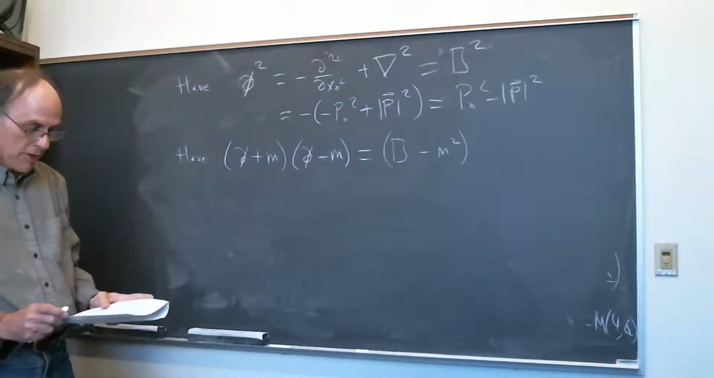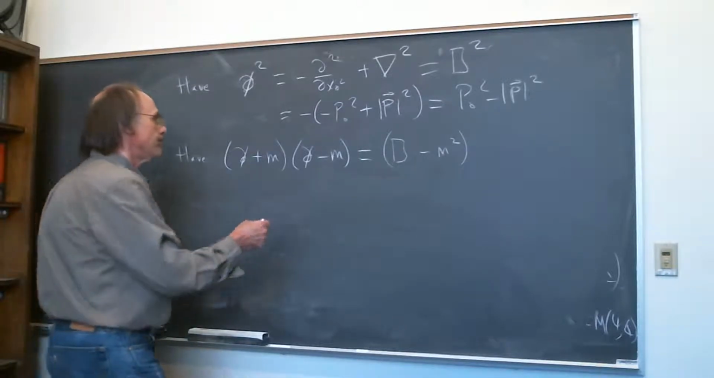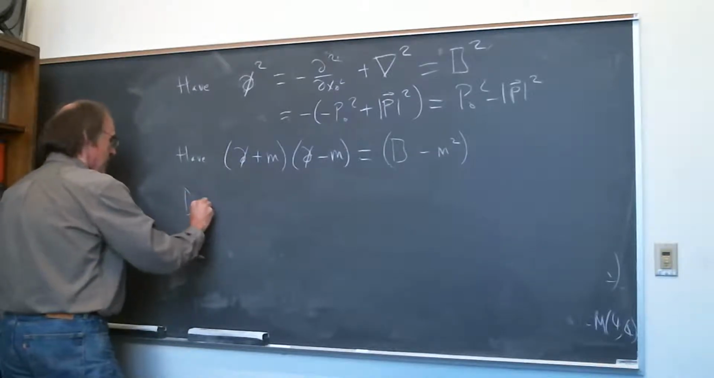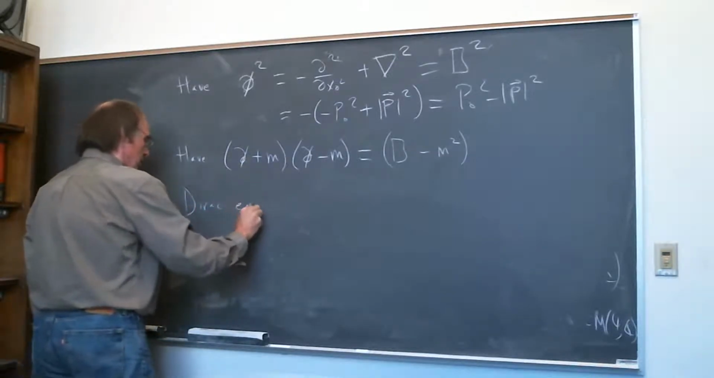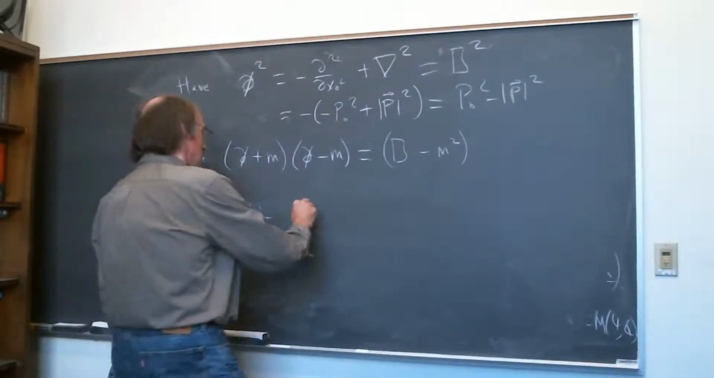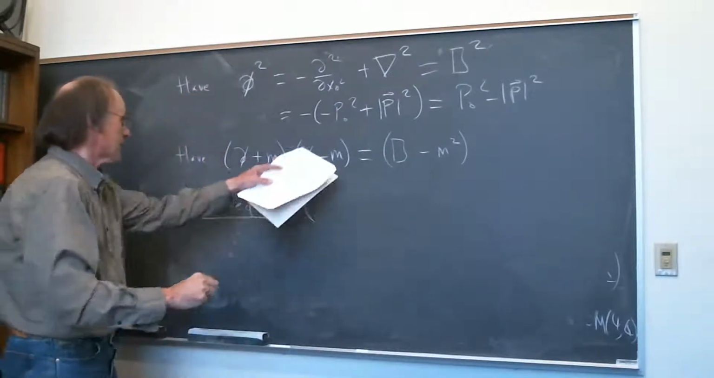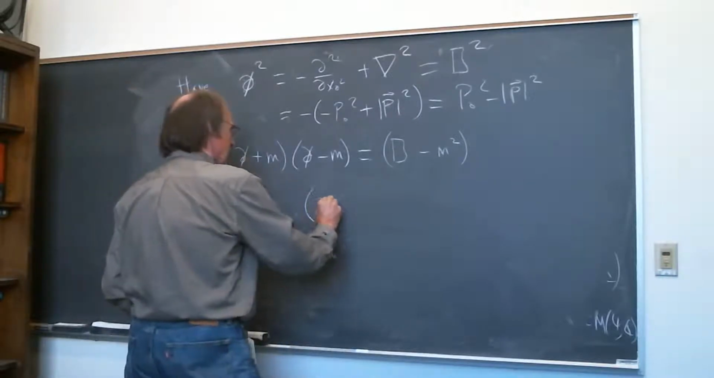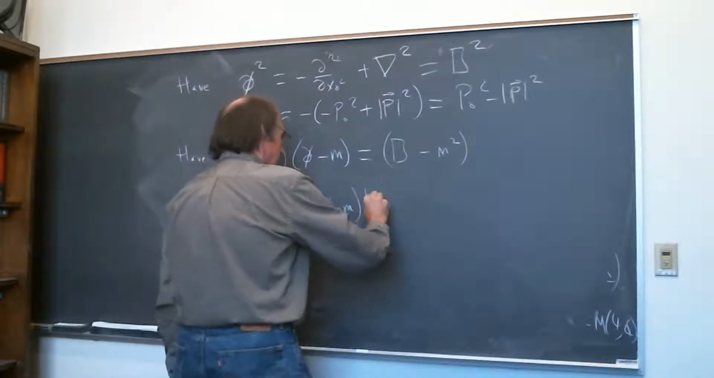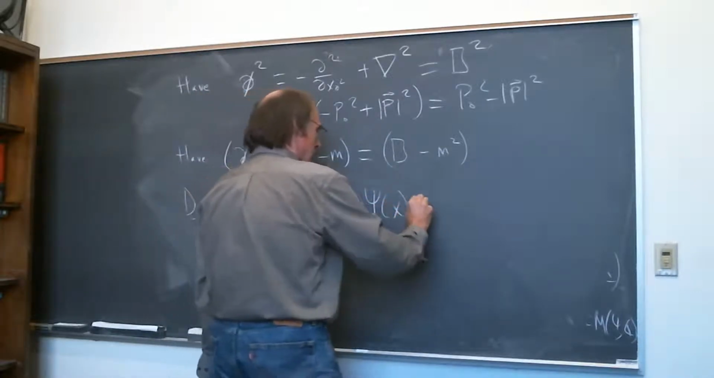Now I should say what the Dirac equation is. The Dirac equation is really just that you pick one of these factors: d-slash minus m, acting on psi of x.